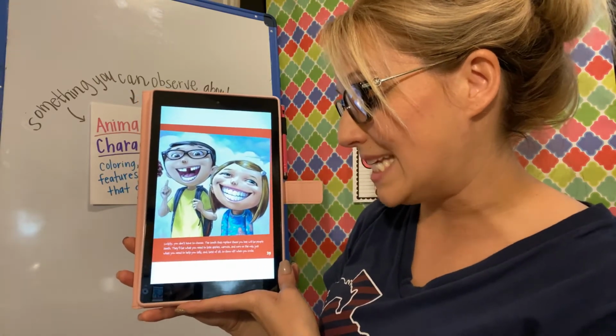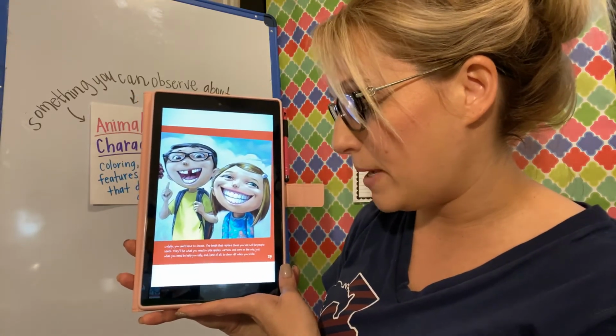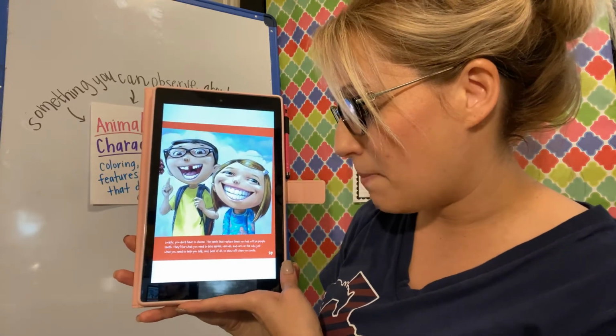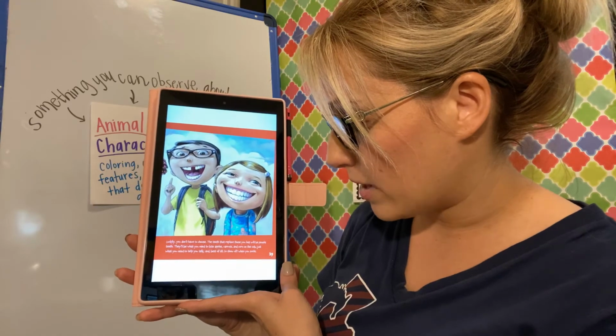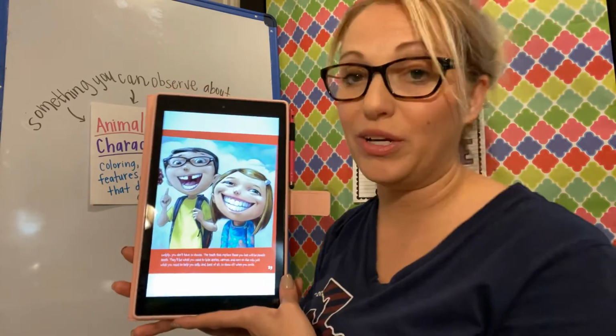The teeth that replace those you lost will be people teeth. They'll be what you need to bite apples, carrots, and corn on the cob. Just what you need to help you talk. And best of all, to show off when you smile.